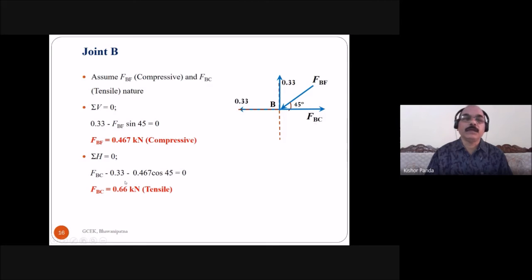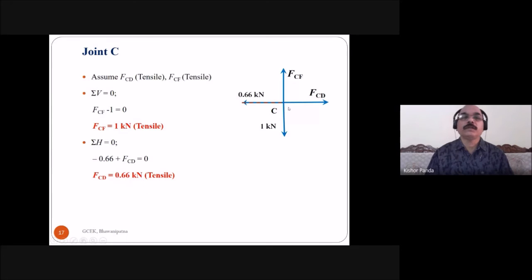FBC minus 0.33 minus 0.467 cos 45 is equal to 0. Then FBC is equal to 0.66 kilonewton. And here also you got a positive value, so the nature of the force is tensile and the assumed direction of this force is okay.